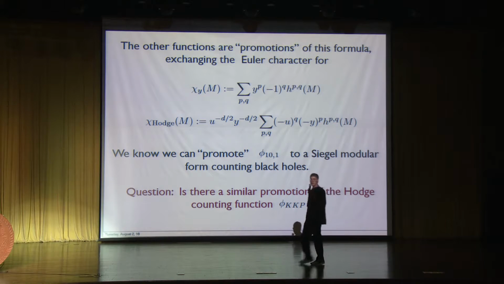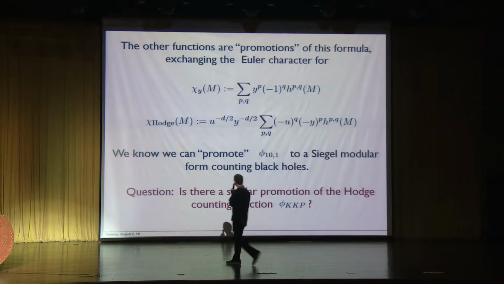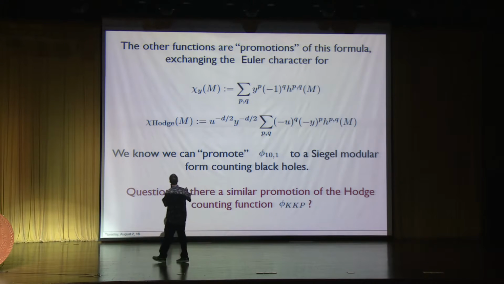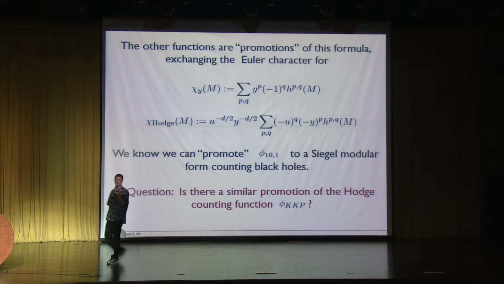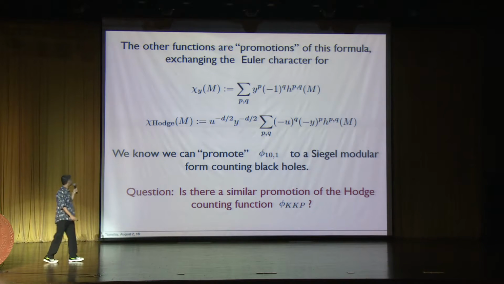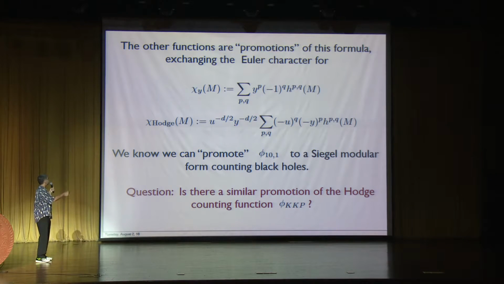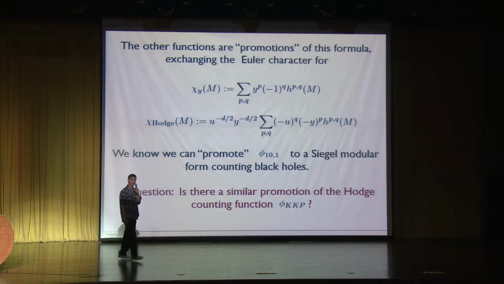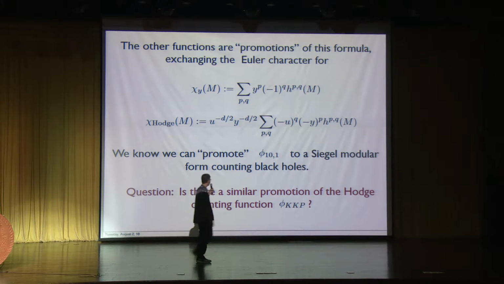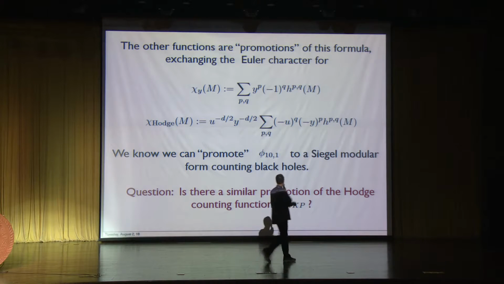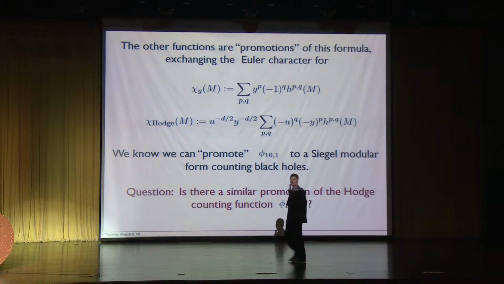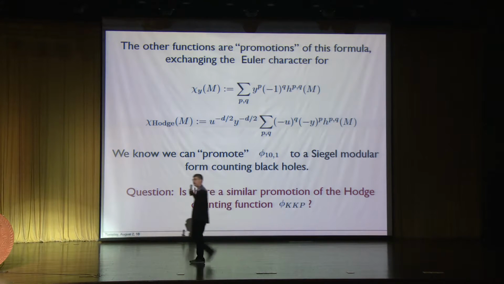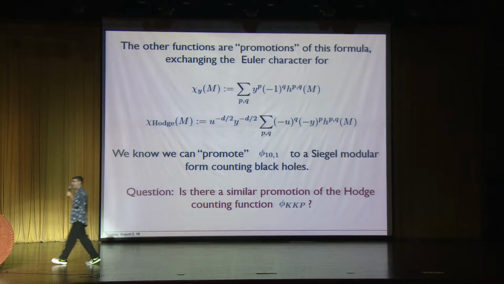Now, we know we can do even better than this. We know that if we go back to the intermediate step here, where we keep track of these Hirzebruch genera, we can promote the resulting object with these coefficients, with m running over the Sym^n K3s, to a Siegel modular form that counts black holes, the Igusa form. So a natural question is: is there a similar promotion of this Hodge counting function of Katz, Klemm, and Pandharipande to count something else related to 5-dimensional black holes?